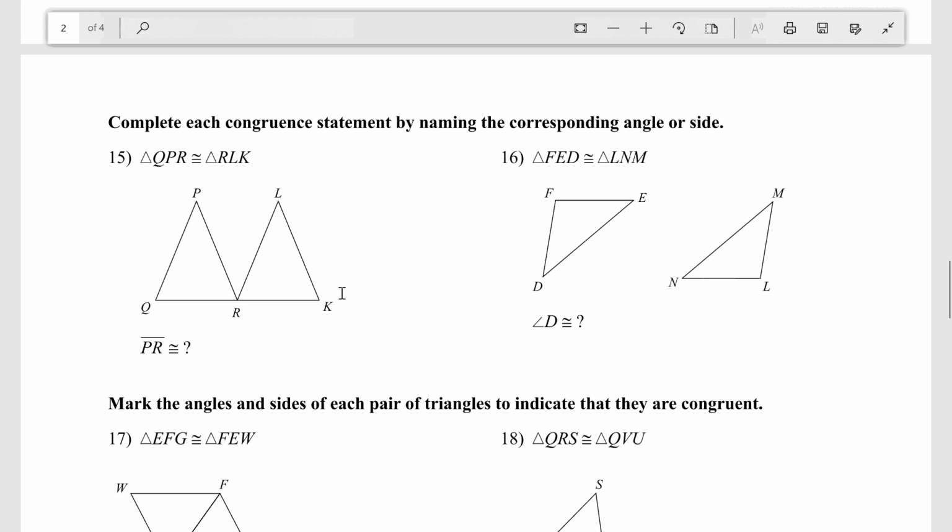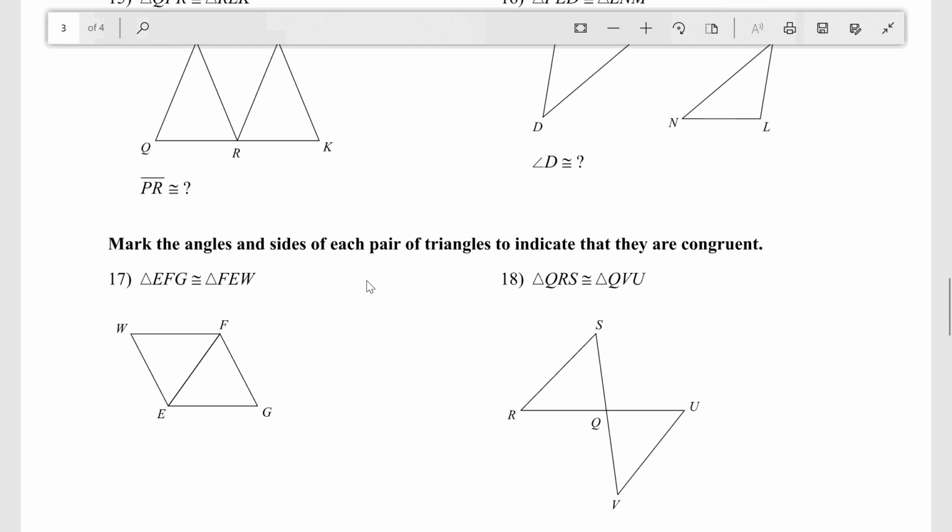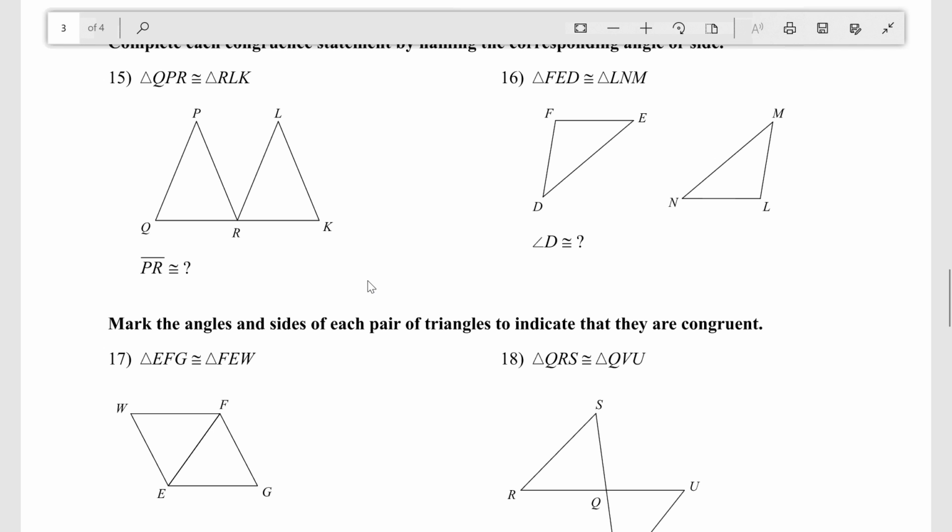These two sections here, completing the congruent statement by naming the corresponding angle or side, and also marking the angles and sides of each pair of triangles indicated, is going to be found in your level 2 worksheet video. So I suggest going ahead and looking at those if you need help with these two sections.